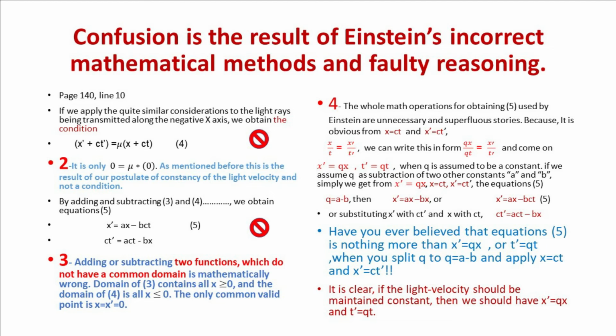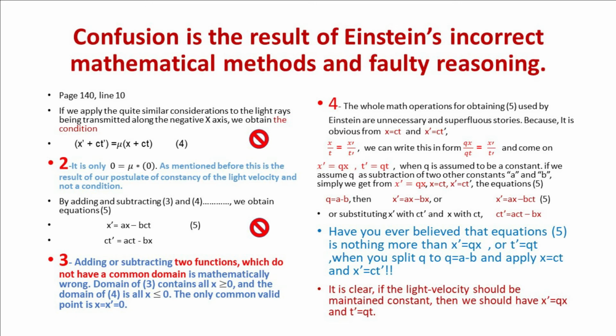By adding and subtracting 3 and 4, we obtain equations 5: x prime equals a times x minus b times c times t, t prime equals a times c times t minus b times x. 3. Adding or subtracting two functions which do not have a common domain is mathematically wrong. The domain of 3 contains all x equal or greater than 0, and the domain of 4 is all x equal or smaller than 0. The only common valid point is x equals x prime equals 0.